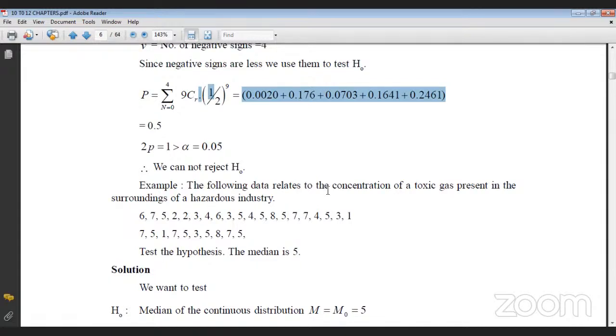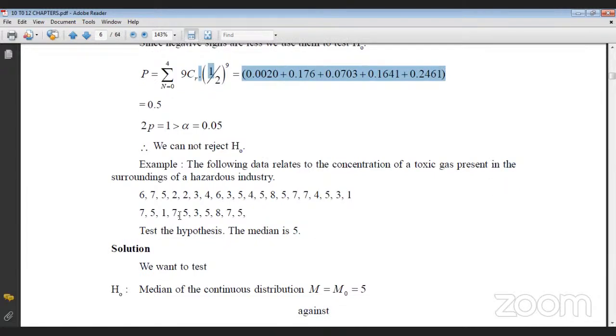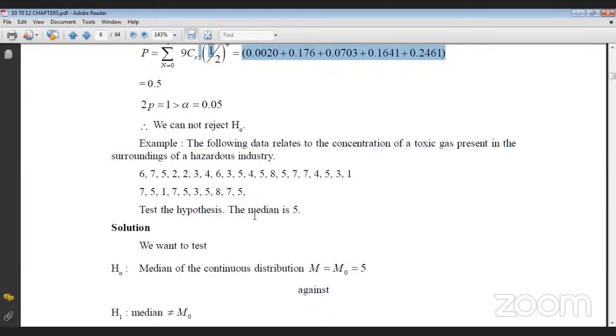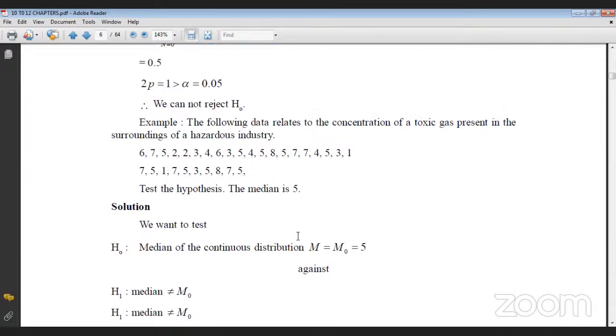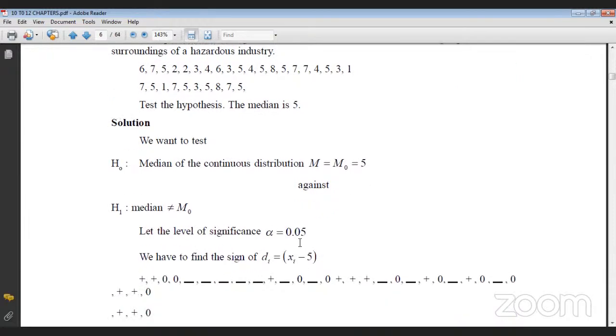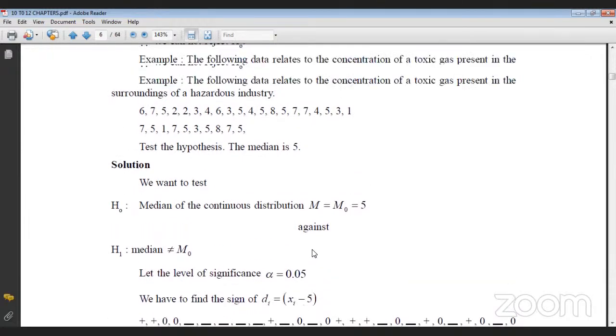The following data relates to the concentration of the toxic gas present in the surroundings of a hazardous industry. The numbers given are 6 7 5 2 2 3 4 6 3 4 5 7. So see here, we want to test the median of the distribution. 5, sir, it is already given. Now xi minus 5, tell me fast.